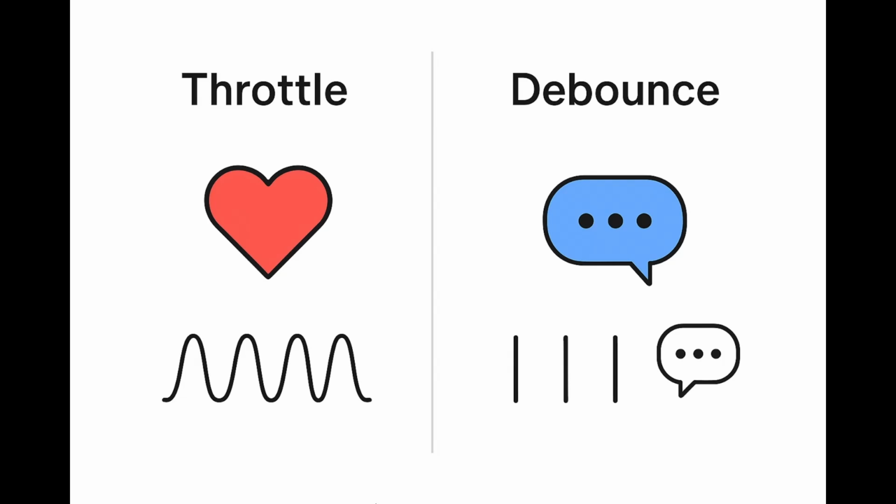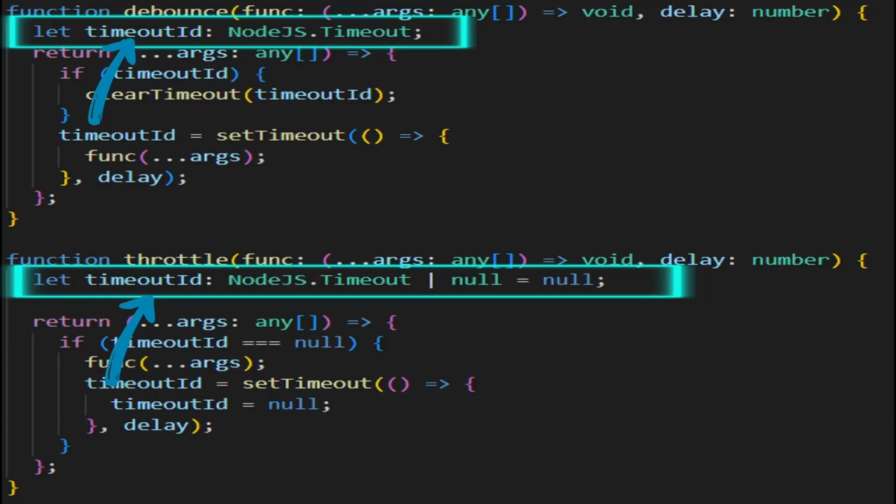By the way, did you notice that we actually used closures in both our throttle and debounce functions? Those inner functions accessing outer variables? That's closure magic. Next video, I'll dive deep into closures, one of JavaScript's most powerful and confusing concepts.